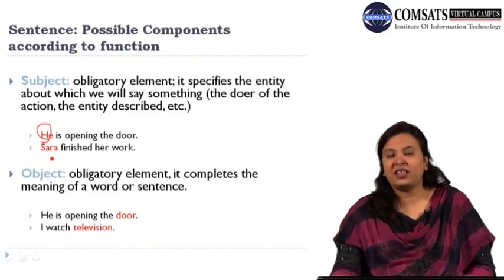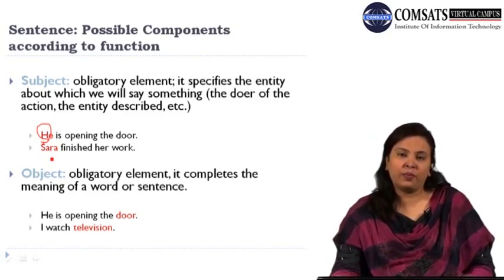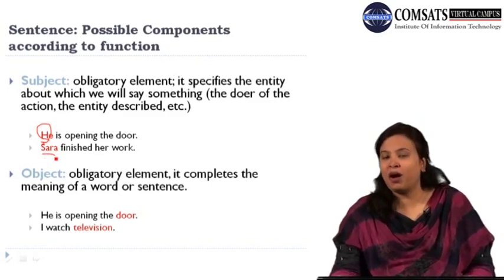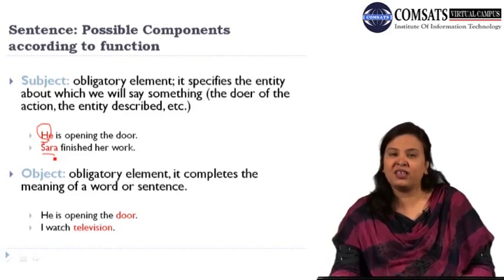Similarly, in the second sentence, Sarah finished her work. Now once again, Sarah, the doer of the action, is a person or an entity I'm talking about. I am talking about my friend Sarah. I'm telling you that Sarah finished her work. So now the main concern of my sentence is the subject, that is Sarah. So Sarah is occupying the subject function place.